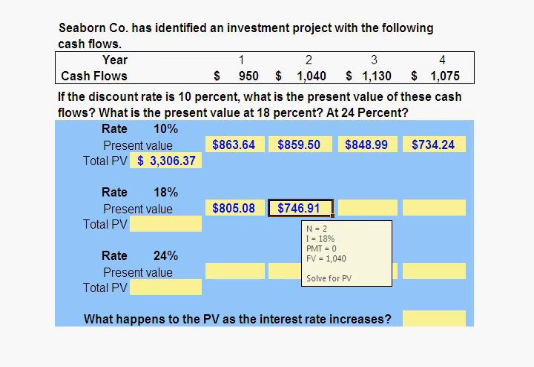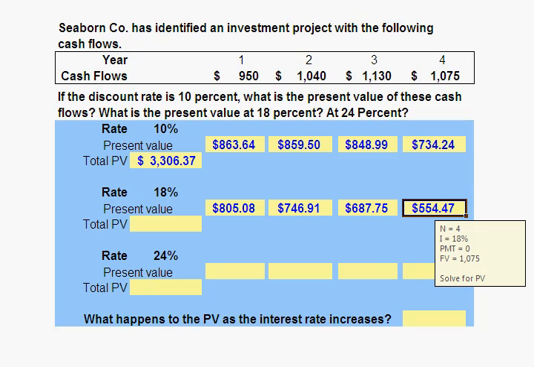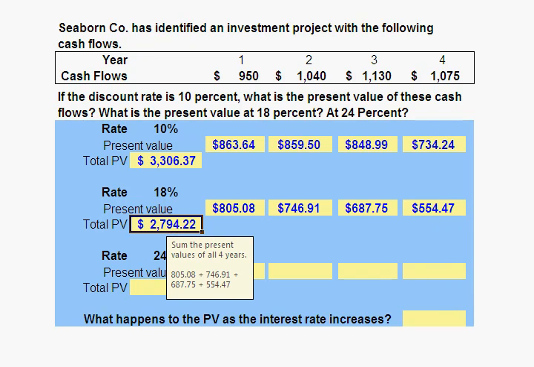The year 2 cash flow will be discounted back for 2 periods, and we have a present value of $746.91. The year 3 cash flow will be discounted back for 3 periods at 18%, and we find a present value of $687.75. The year 4 cash flow of $1,075 will be discounted back for 4 periods at the 18% interest rate for a present value of $554.47. The total present value is $2,794.22. This is simply the sum of the present value for all 4 years.